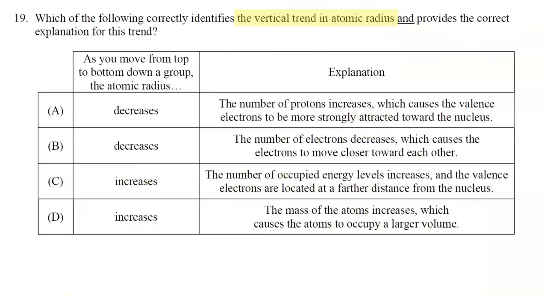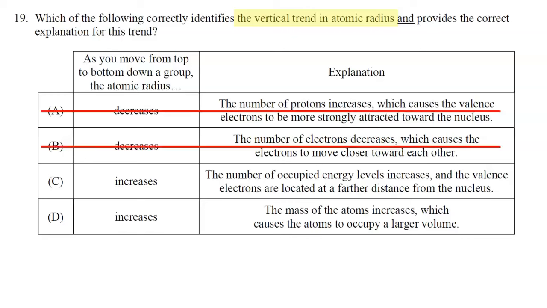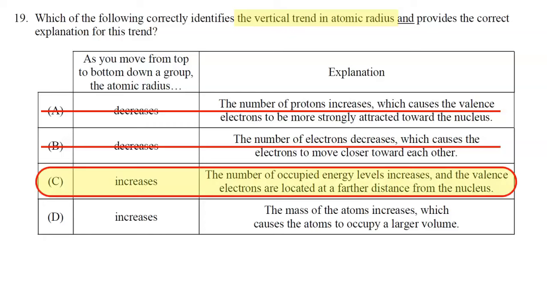So looking at the choices for question 19, we can eliminate choices A and B because we know that as you move from top to bottom down a group, the atomic radius increases. And the correct explanation is listed in choice C. The number of occupied energy levels increases, and the valence electrons are located at a farther distance from the nucleus. So the correct answer to question 19 is choice C.